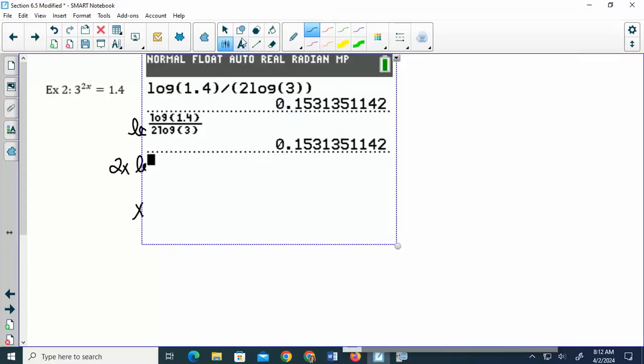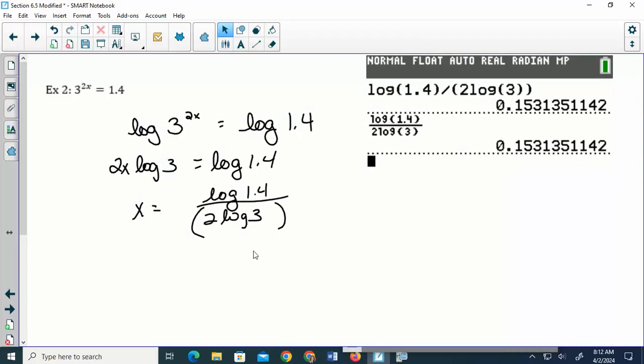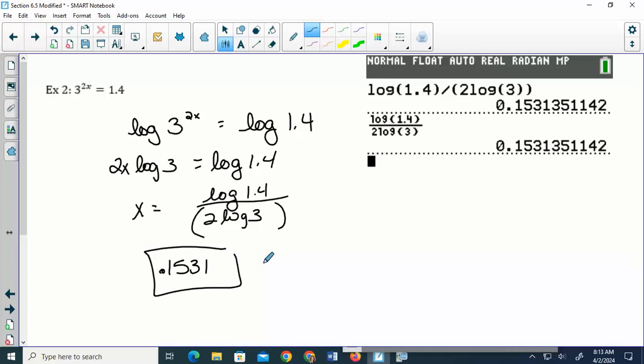All right, so we get 0.1531. If we check it, go back to the original, 3 to the 2 times 0.1531 power, we get 1.39989. So not perfect because of rounding error, but extremely close. Is that one okay?